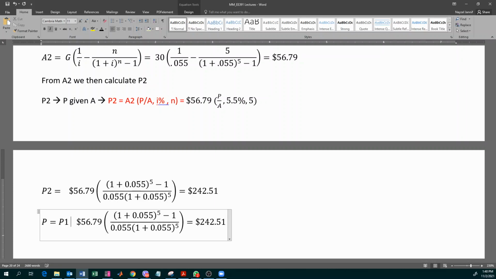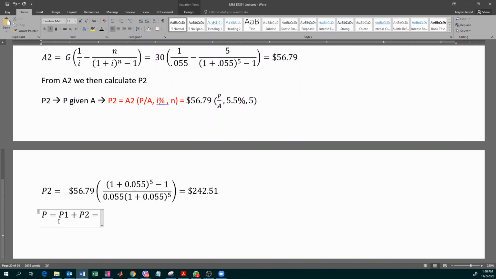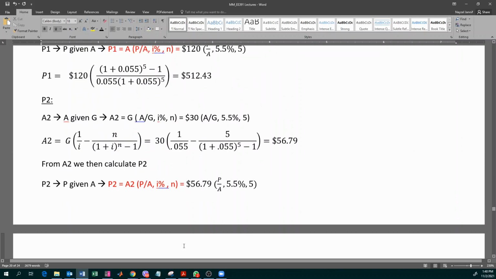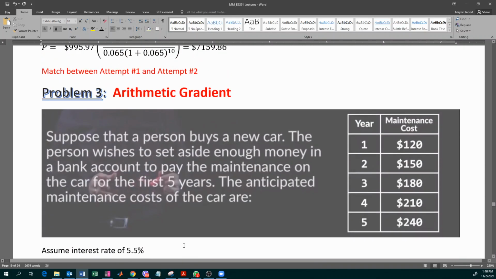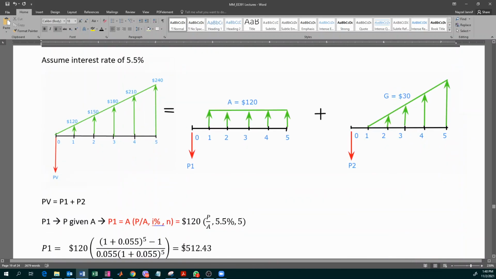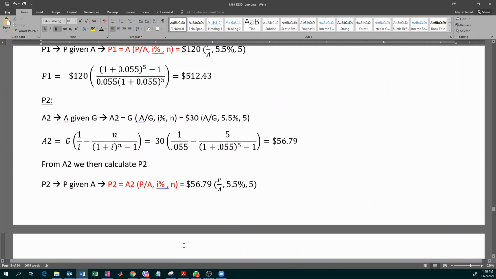Okay, in the end, P1 plus P2 is equal to, what do we get, guys? P1 plus P2 will equal $754.95. Oh, yeah, 95 cents. Okay, so that's how we go ahead and solve that particular problem. All right, but it is very important that you visualize this.